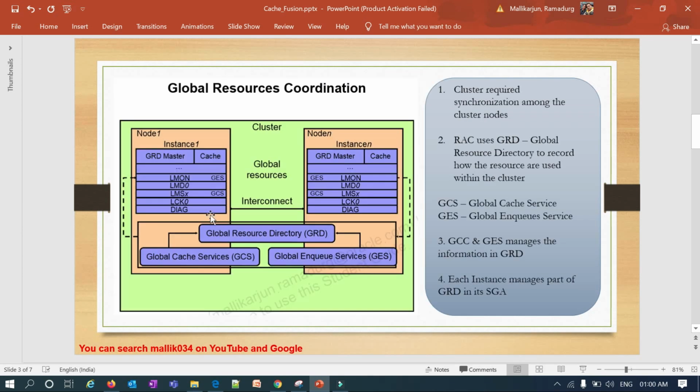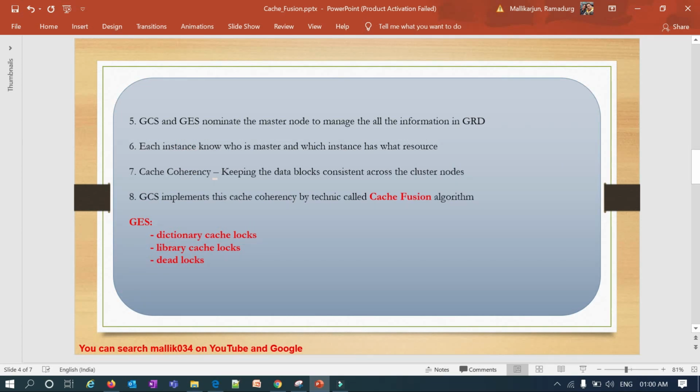And cache coherency is nothing but keeping data blocks consistent across the cluster nodes. Suppose node 1 holds the data 1001, node 2 holds the data 1003, and node 3 holds the data 1004. If the data blocks are inconsistent across the nodes, then there is no concept of a cluster database here. So cache coherency, that is cluster node synchronization, is very important, because that is one of the key aspects of your cluster database. Keeping data blocks consistent across the cluster nodes is nothing but cache coherency.